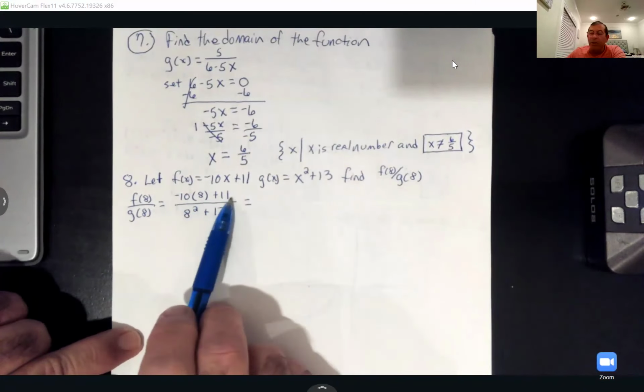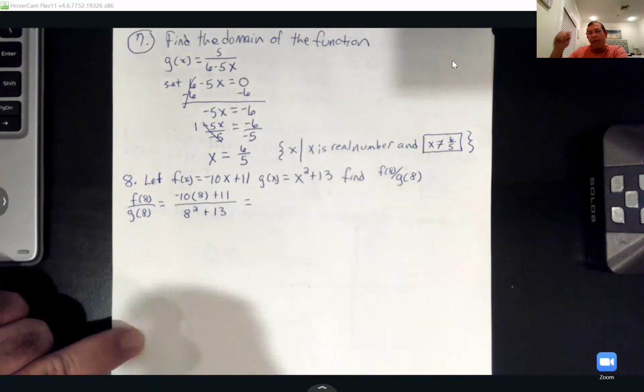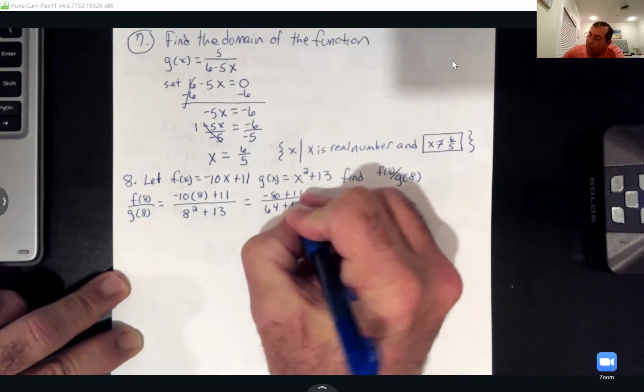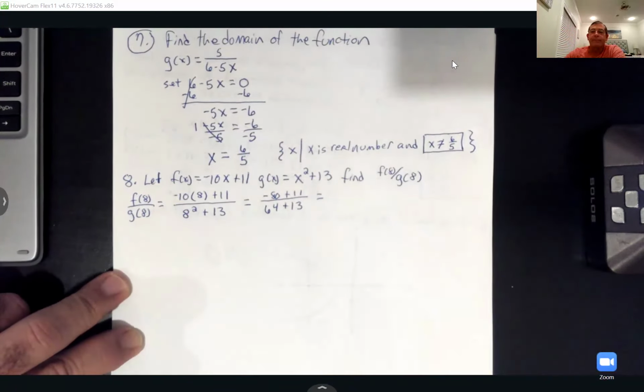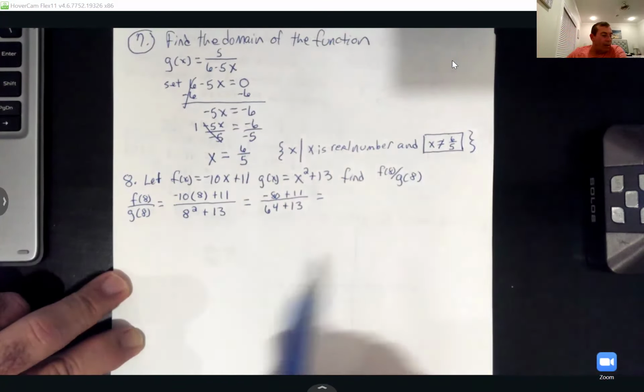All right, then it's just a matter of work the top, work the bottom, and then try to divide that if possible. So on top, I would multiply first and get negative 80 plus 11 over 8 squared is 8 times 8, so that'll give me 64 plus 13. All right, y'all, so finishing out the top, a negative 80 plus 11 is what, a negative 69. 64 plus 13 gives me 77.